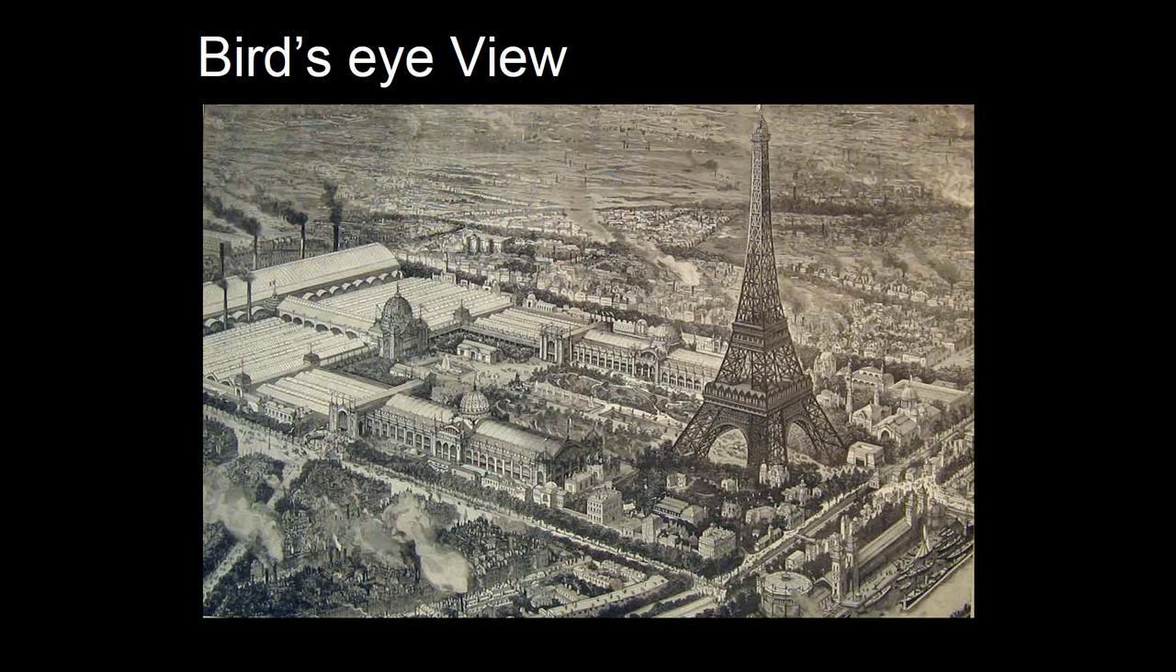So this is a bird's eye view of the exposition of 18-something or other, where the Eiffel Tower was built. Right there. See that little thing right there? I think it's that one. That little tiny building right there is a church that Gustav Eiffel designed. It was a modular building back in the 1800s, and it was taken apart.